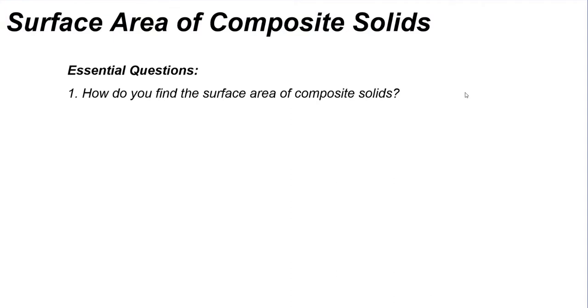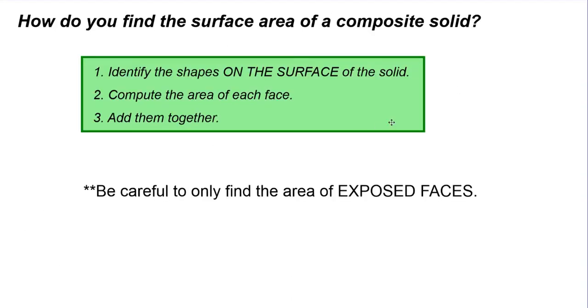In this video, we are going to wrap up surface area with surface area of composite solids. So our essential question is, how do you find the surface area of a composite solid? So finding the surface area of a composite solid, we're going to think back to when we found the area of composite figures, our two-dimensional shapes.